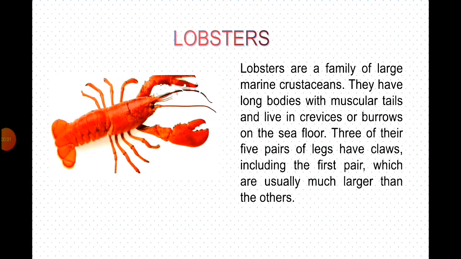Lobsters are a family of large marine crustaceans. I hope you know what it means by crustaceans. They live in water and have a hard outer shell and many legs. For example, crabs, lobsters, shrimps, etc. Lobsters have long bodies with muscular tails and live in crevices or burrows on the seafloor. 3 of their 5 pairs of legs have claws, including the first pair, which are usually much larger than the others.